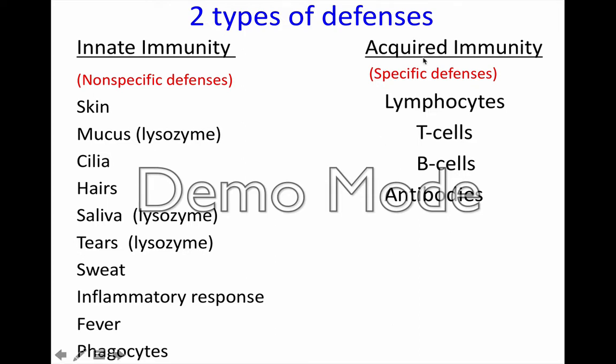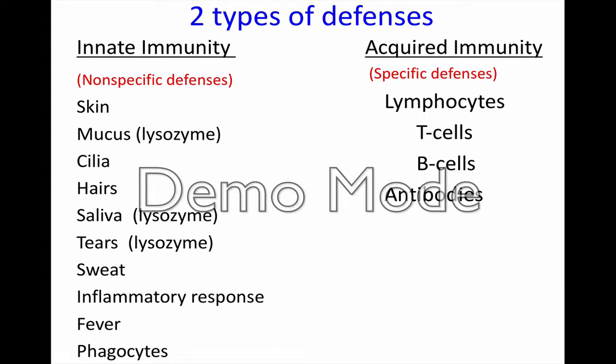Whereas with your acquired immunity, you have specific defenses. These specific defenses are usually cells or proteins, so you have T cells, B cells, and antibodies. You actually make specific T cells, specific B cells, and specific antibodies that will attack only a certain type of bacteria or virus. And those cells that are made specially for that bacteria or virus will only attack that bacteria or virus. If another bacteria or virus comes along, they usually won't attack that one. So that's very specific to a certain bacteria or virus.